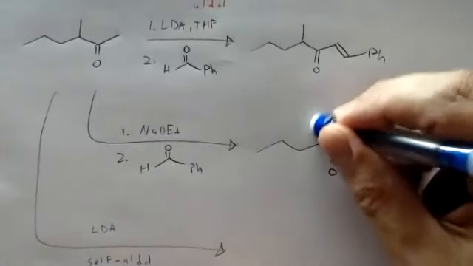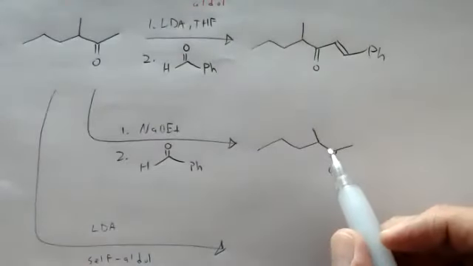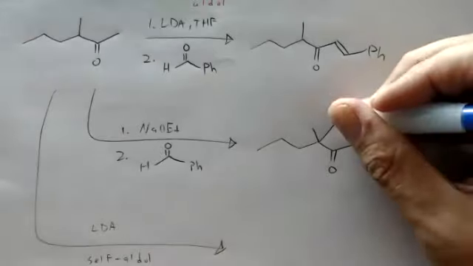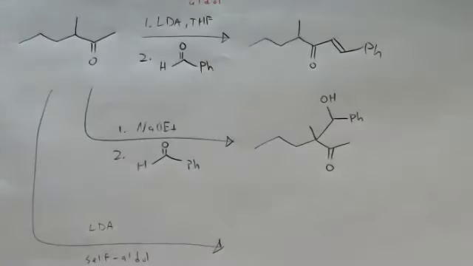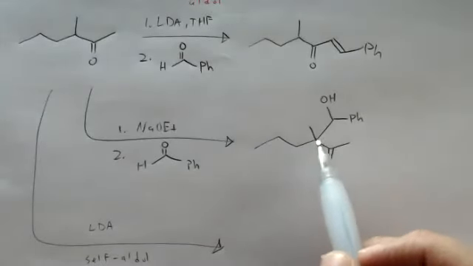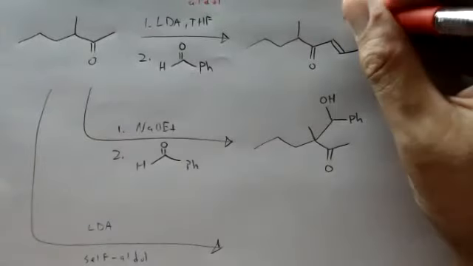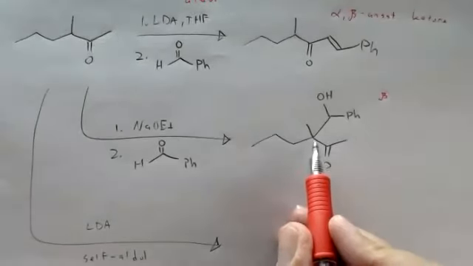Let me fix the way that I drew that. All right, so it's going to have a bond from here to this carbon. And then we have our OH, and then our benzene. And notice here, we don't have the H over here to do the elimination, so the reaction stops at the beta hydroxyketone. And once again, it's because we don't have any H's here.